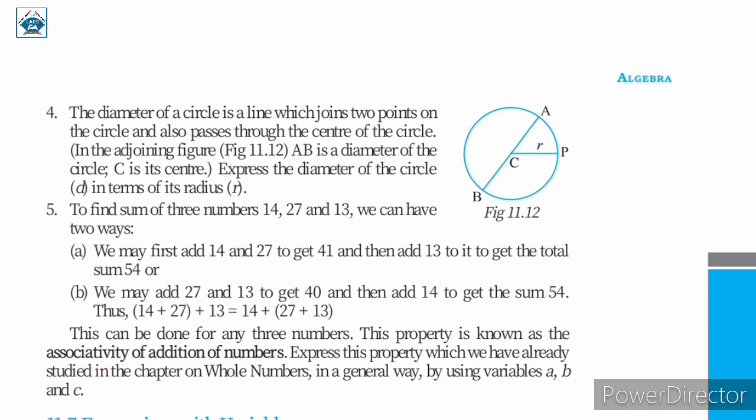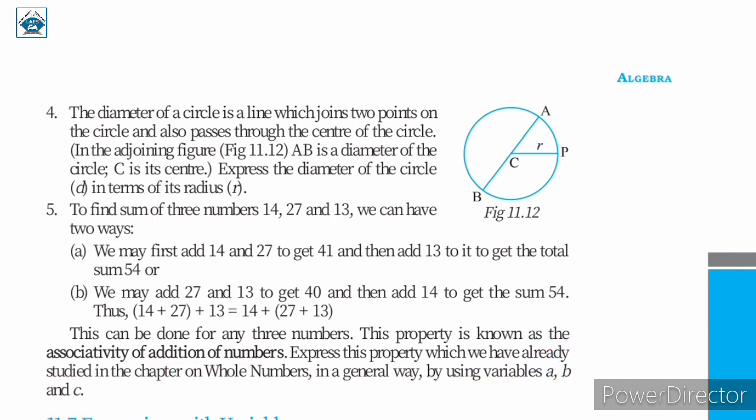Express this property, which we have already studied in the chapter on whole numbers, in a general way by using variables a, b and c. Now question number 5 is similar to the rules in arithmetic which we have discussed before. That is, we are going to find the general way of writing this rule, associativity of addition of numbers, using the variables a, b and c.